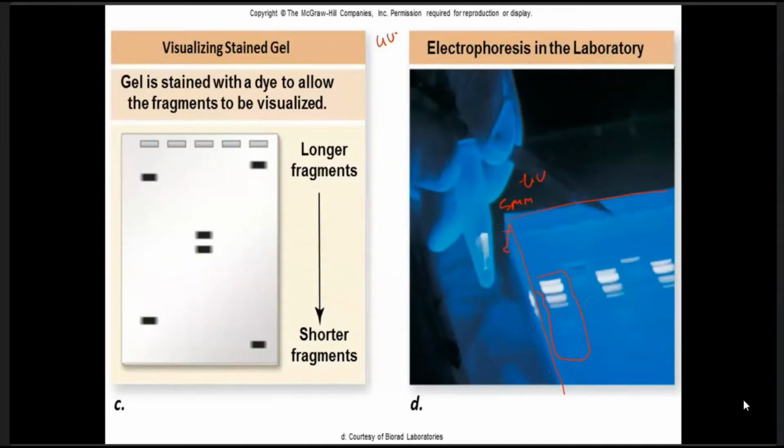So this is what we call the well. The well is created by the comb you inserted earlier when making the gel. It leaves a space here where you pipette your DNA sample during gel electrophoresis. After that, you observe under UV light and you will get this DNA pattern, the DNA band.